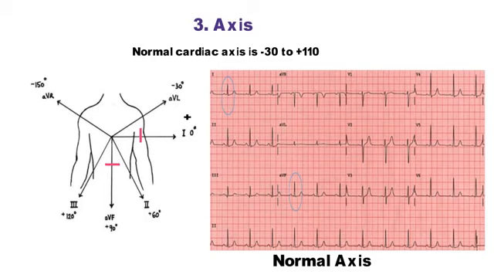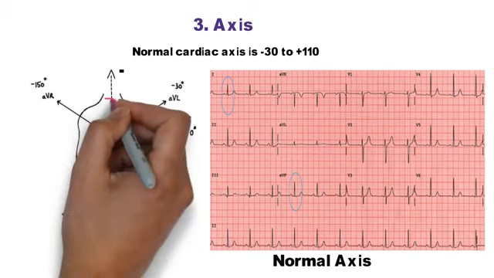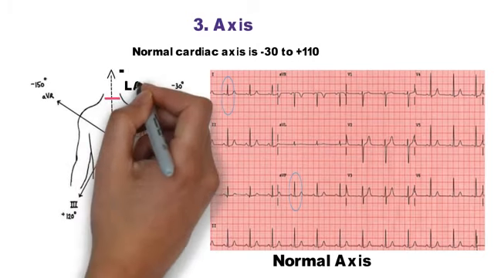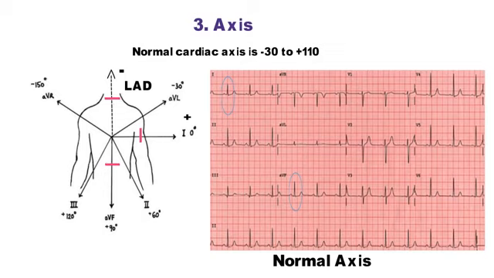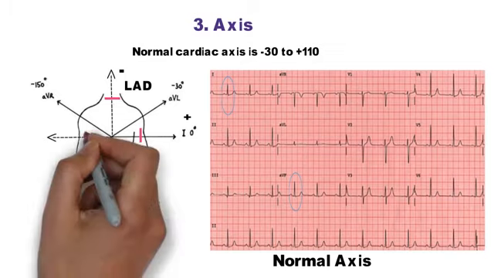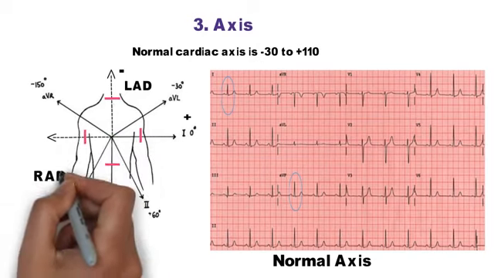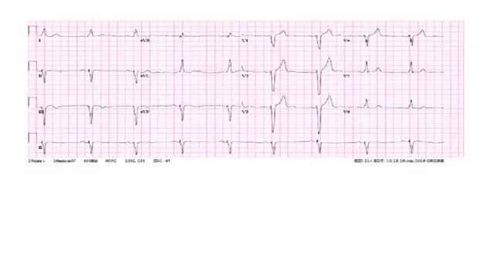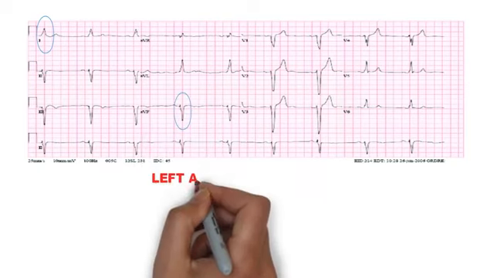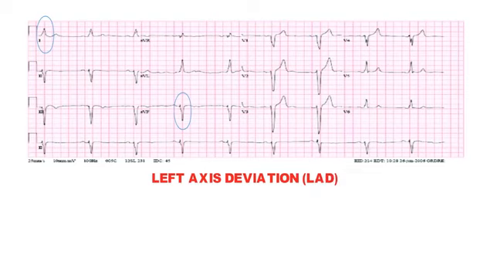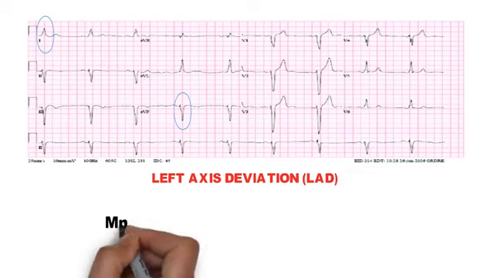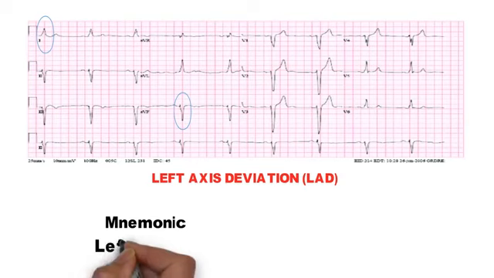And if net QRS is positive in lead 1 and negative in AVF, the net vector will be in left axis deviation range. Lead 2 will also be negative in left axis deviation. And if net QRS is negative in lead 1 and positive in AVF, the net vector will be in right axis deviation range. Now look at this ECG. Net QRS in lead 1 is positive and net QRS is negative in AVF. So this ECG showing left axis deviation or LAD. And you can remember this by a mnemonic: left leaves.